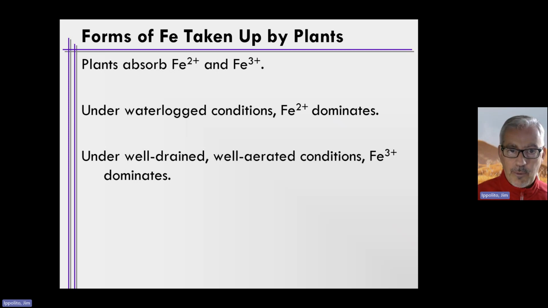Unfortunately, we don't grow our plants under waterlogged conditions. So plants have to figure out ways to overcome a reduction in iron availability in our soils, because iron 3 is prevalent in our soils. And we're going to talk about how plants overcome this issue in this unit.